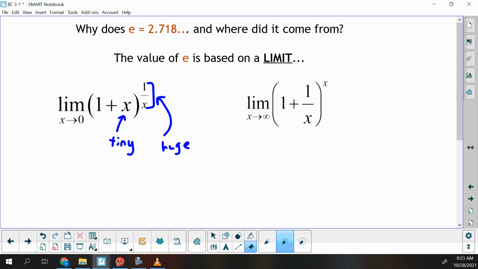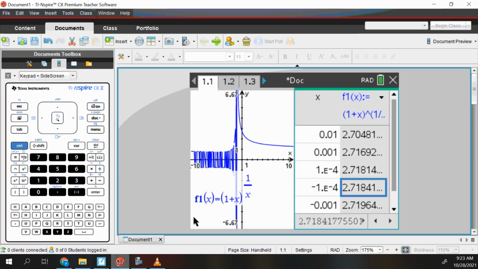Well, another way you can write it is x approaches infinity. As x approaches infinity, this spot here, the whole fraction, becomes tiny. But this exponent becomes huge. So these are two different ways of writing the same thing, 1 plus a tiny raised to a huge as x approaches our value. Well, I'm going to go over to the calculator now.